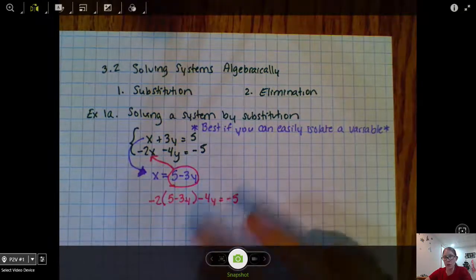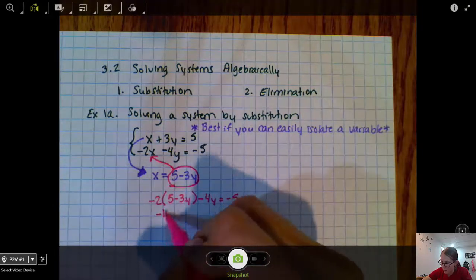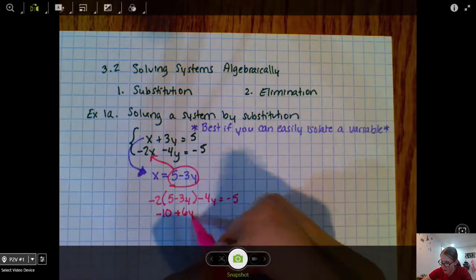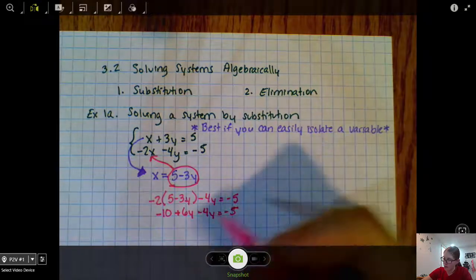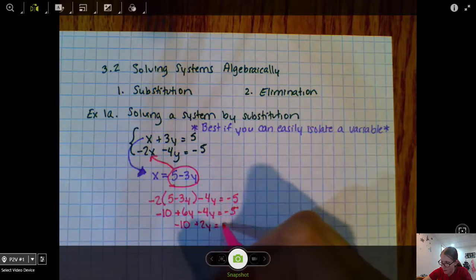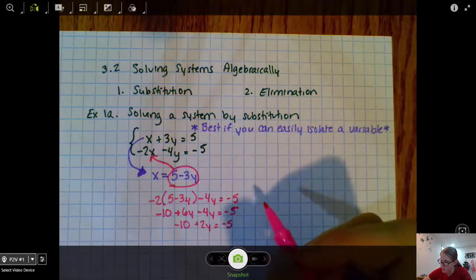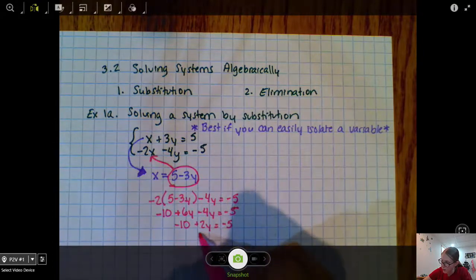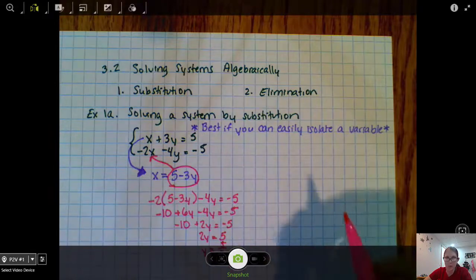And now I really just have an equation with one variable. I can distribute this. Negative 10 plus 6y minus 4y equals negative 5. Combine my like terms. Negative 10 plus 2y equals negative 5. Add 10 to both sides. I get 2y equals positive 5. And y equals 5 over 2.